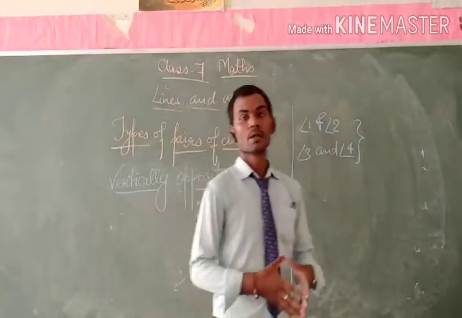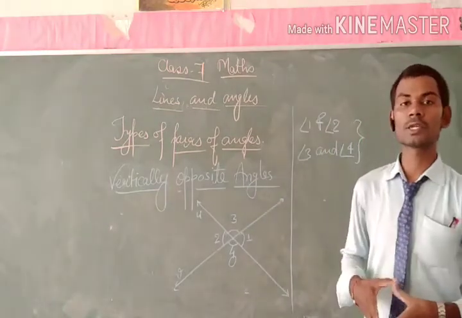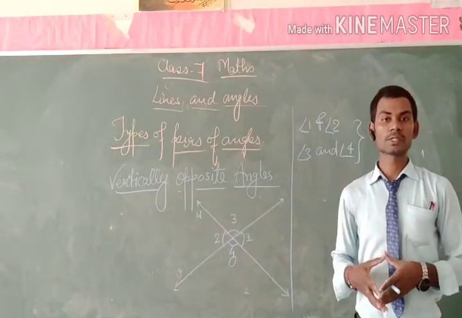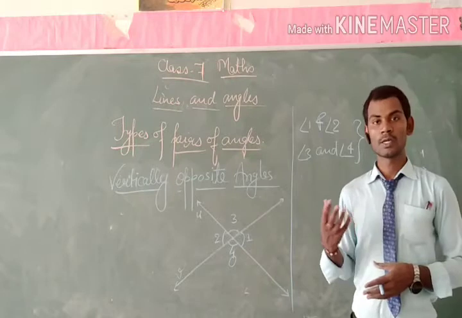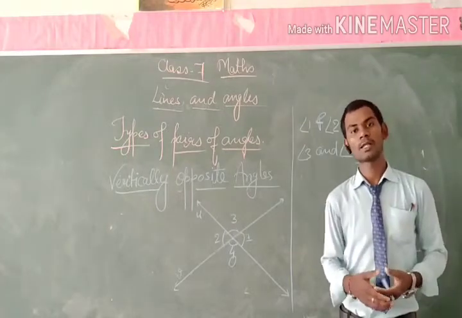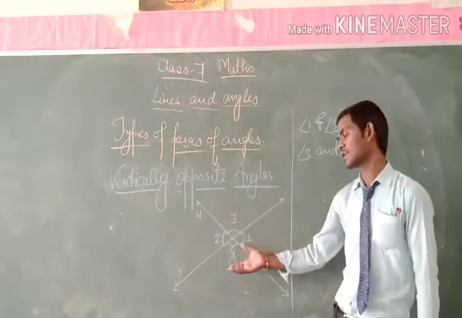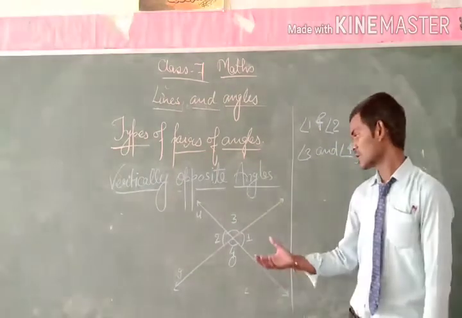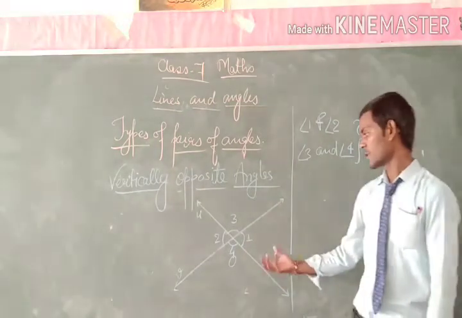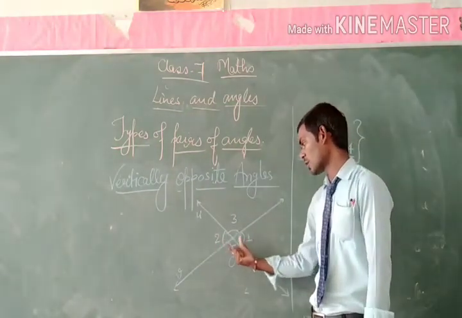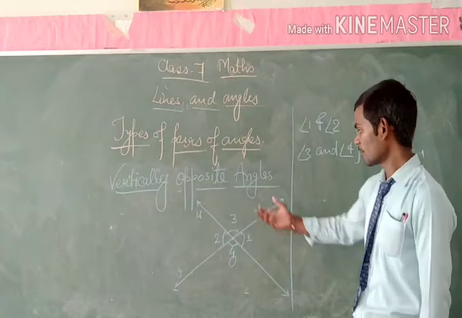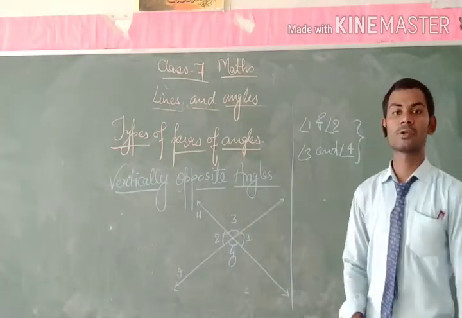We say that when two lines intersect each other at any point, then the angles formed on the opposite side of the vertex, at the intersecting point, are known as the vertically opposite angles. Or you can also define it with the help of a figure. Take two lines, and suppose they intersect at the point O, then the angles formed are angle 1 and angle 2. These angle 1 and angle 2 are known as the vertically opposite angles. Similarly, angle 3 and angle 4 are also known as the vertically opposite angles.